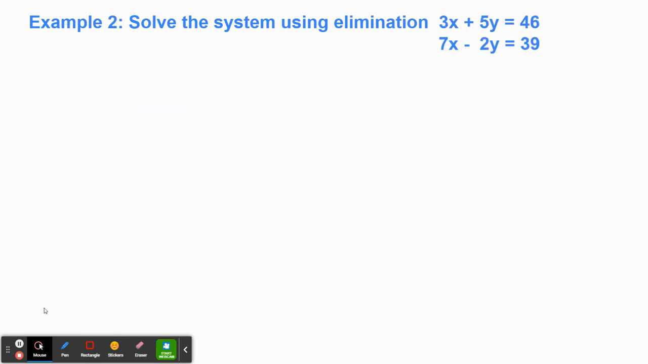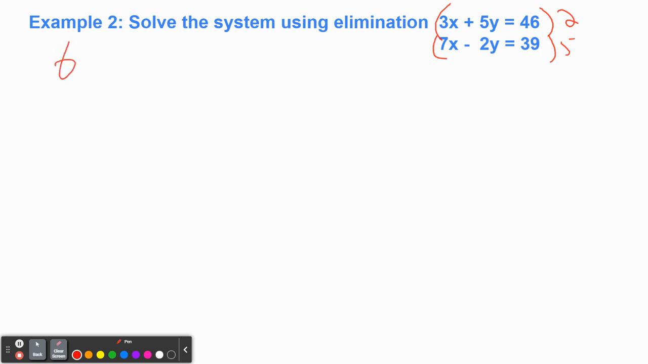Example 2, solve the system using elimination. I've got 3x plus 5y equals 46, 7x minus 2y equals 39. Looking here, the 3 and the 7 x's, that doesn't look too great. I think 5 and negative 2y, there's some promise there, but I'm going to multiply both equations here by a number. So my plan is to multiply the top, I'll use top in red, by 2, and I'll multiply the bottom by 5, so that I can cancel out and eliminate the y values.